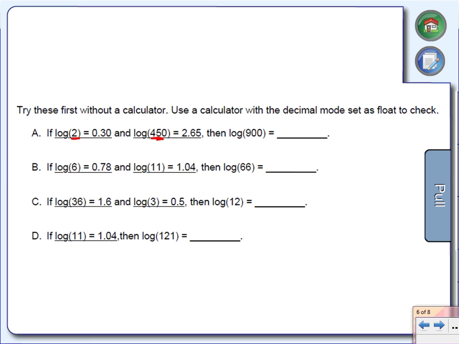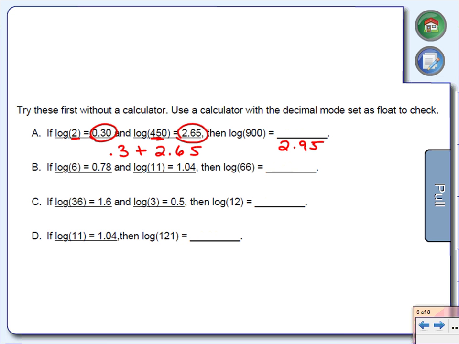Okay, so guess what we're going to do with these two numbers right here? We're going to add them together. So we're going to take our 0.3, and all we're going to do is add 2.65. Now, you don't need a calculator. What do you get when you add those two numbers together? 2.95. We'll check to see if that's right or wrong here in a minute.